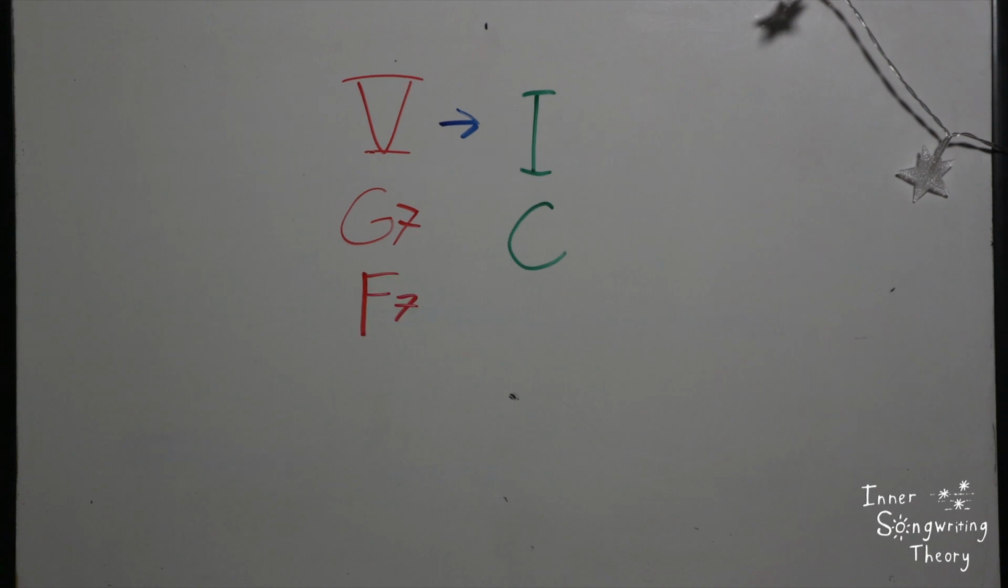Secondary dominants are dominant chords that don't pull to the root of the key. Dominants always pull to a set tonic. For example, G7 will always pull to a C. F7 will always pull to a B flat. A flat 7 will always pull towards the D flat. This does not change. It doesn't matter whether they're out of key or not.